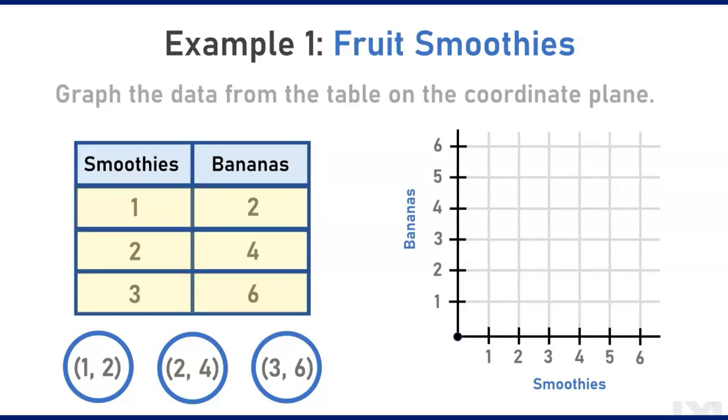The first point is 1, 2, so let's find 1 on the x-axis and 2 on the y-axis, and connect the coordinates. That brings us here. Next is 2, 4, so let's find 2 on the x-axis and 4 on the y-axis and connect them. Third, we need to find 3 on the x and 6 on the y-axis. Connecting the coordinates, we arrive here. And that's it. We've graphed all the points from our table. The points on this graph show that the more smoothies we make, the more bananas we use.